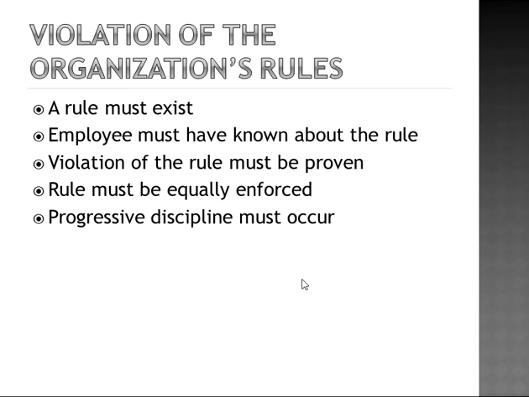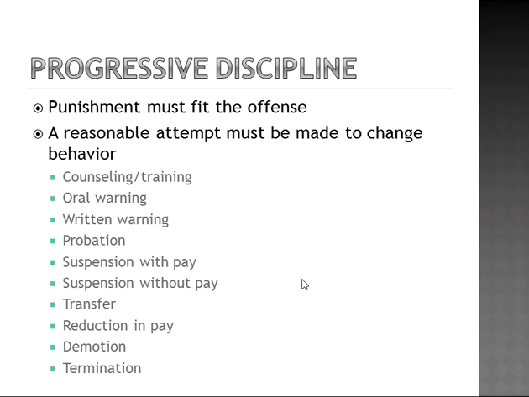And progressive discipline must occur, meaning that usually during the first infraction of a rule, you don't let someone go. You give them a warning, and then you may put them on some sort of probation. And again, if it doesn't work, then you have your data all set up so that they can be let go from the organization. Progressive discipline punishment must fit the offense. A reasonable attempt must be made to change the behavior, as I was saying a minute ago, through counseling, training, an oral warning, a written warning, probation, suspension with pay, suspension without pay, transfer, reduction in pay, demotion, termination.